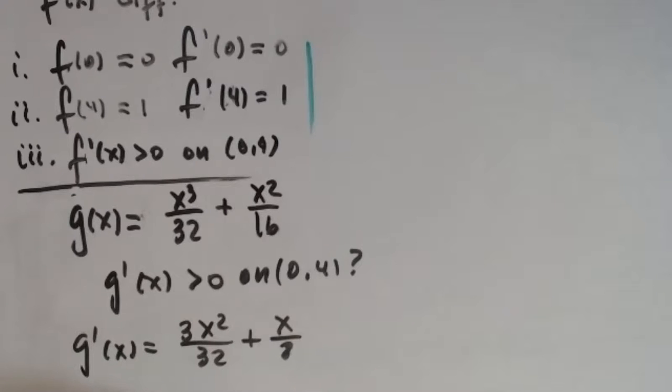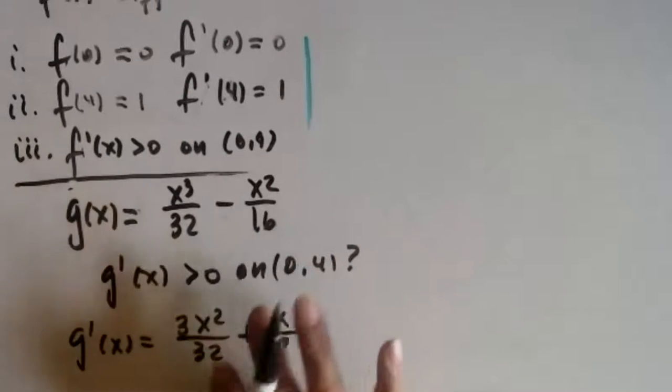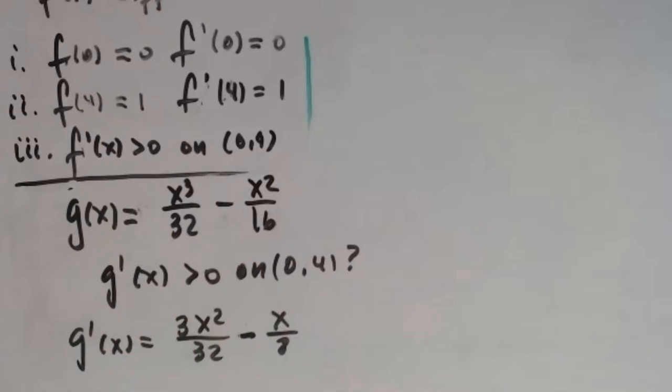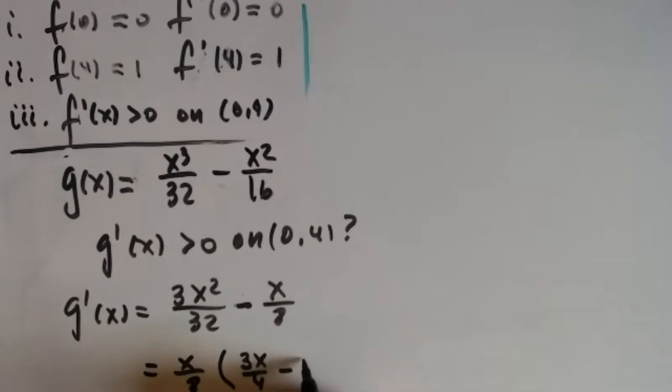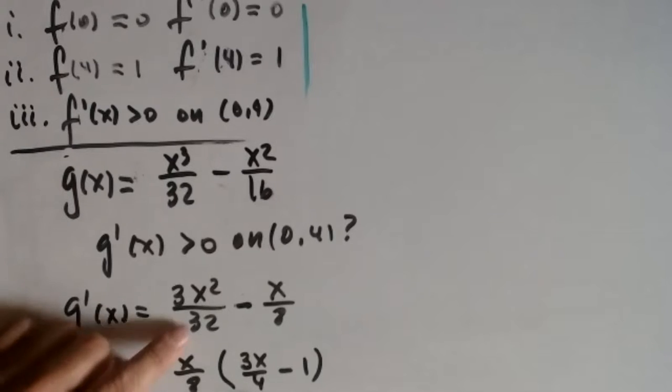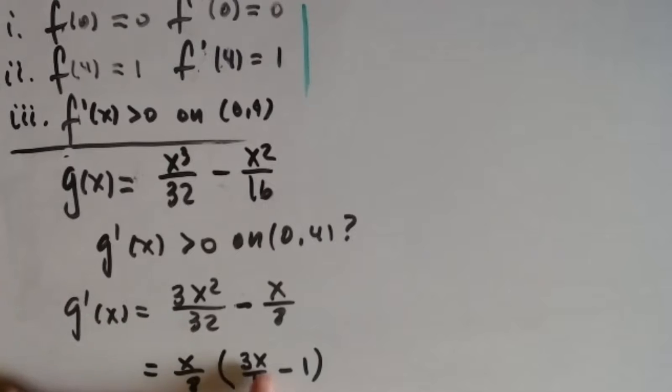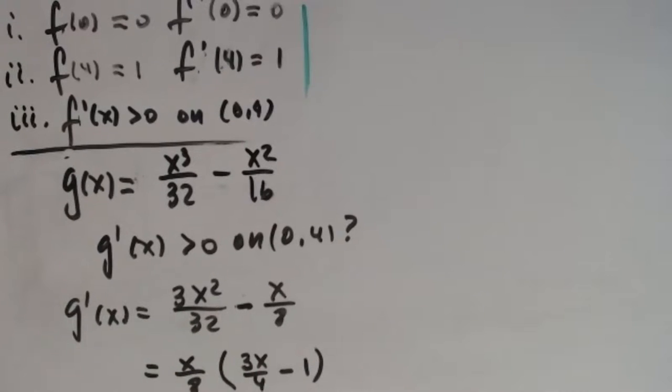That's minus. Oh, this is minus, sorry. This is minus, and this is minus. Correct? So let me just do a factoring. So I have x over 8, parentheses, 3x over 4 minus 1. Okay? Let me just multiply. 8 times 4, 32. x times x, 3x squared. x times x over 8 times 1, this one.